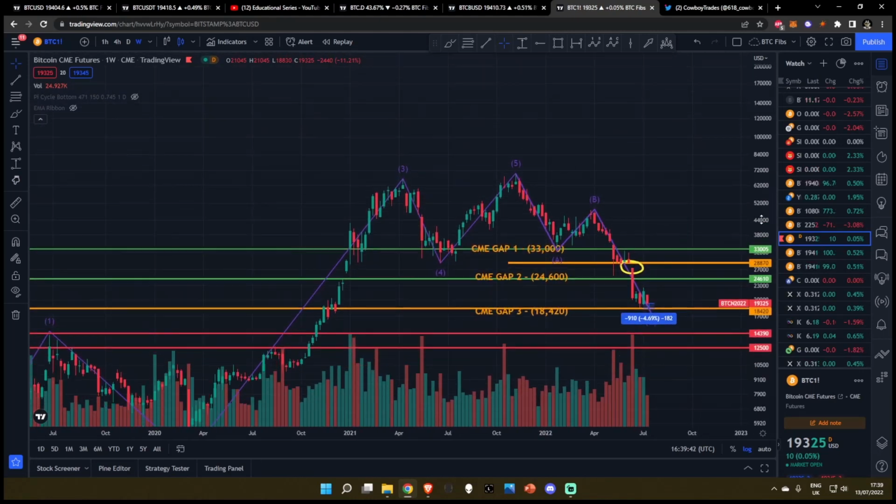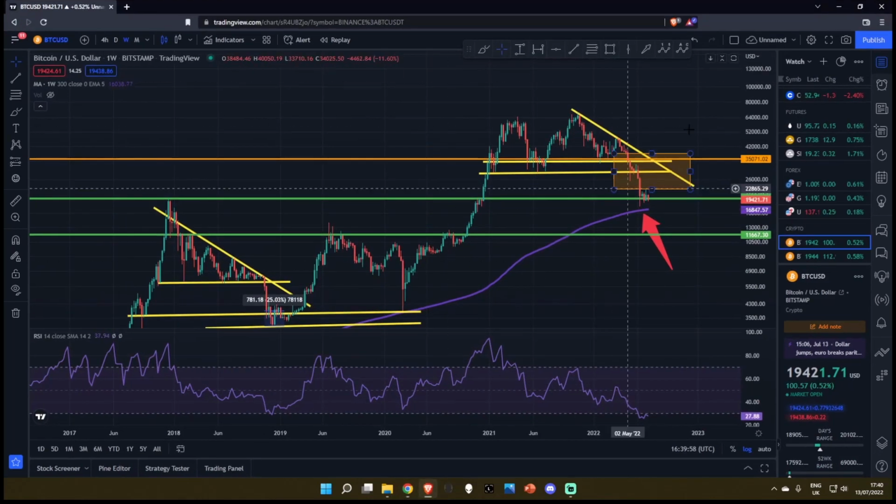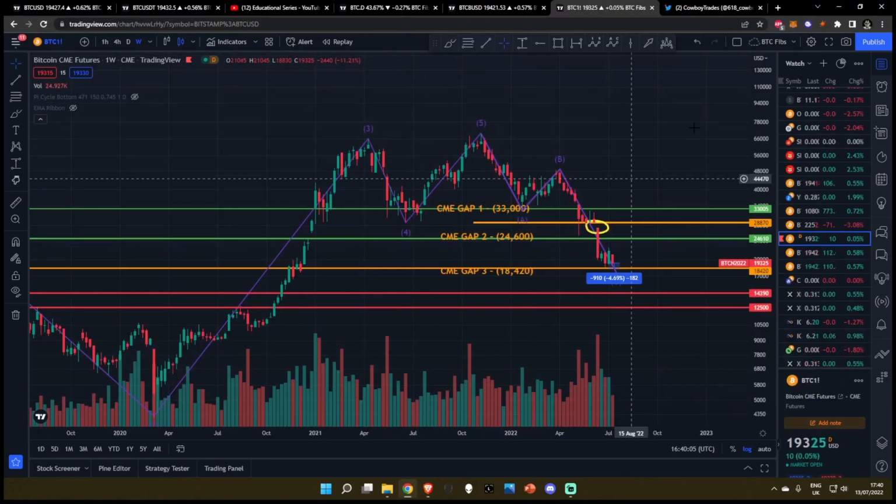I do have a bunch of targets backed up by TA, backed up by fundamentals, everything from Elliott wave theory, higher time frame momentum indicators, and moving averages, higher time frame moving averages. So I'm going to make a video, like I said, on everything I see playing out on the higher time frames later on tonight. I will keep you updated on that one. That will be one for tonight.